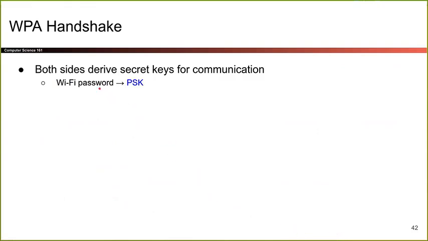You start with the Wi-Fi password and you get the PSK, which is the blue one. It stands for something, but I don't care. It's the blue one. Then I take the blue, I mix it with random nonces, and I throw in the MAC addresses if I want to, and I get purple because blue and red makes purple. So this is the purple one.